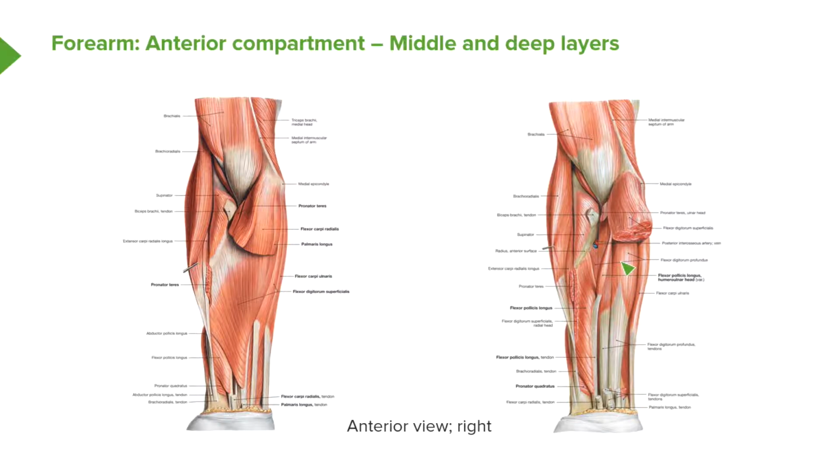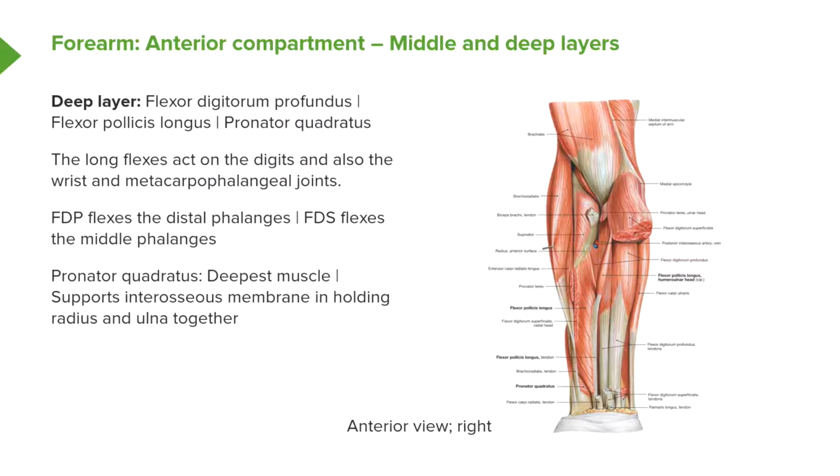Here, deep to flexor digitorum superficialis, we can see flexor digitorum profundus. We can see we also have flexor pollicis longus. So flexor pollicis longus is running in this direction. We can see it's coming from the radius. And also deep in here, we can just make out pronator quadratus, the deepest of the muscles.